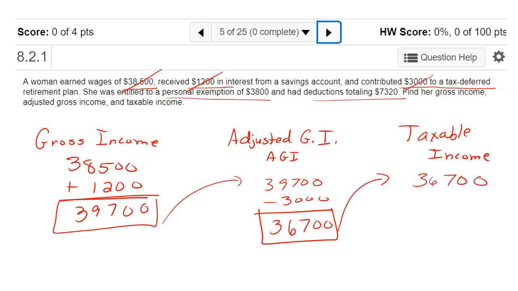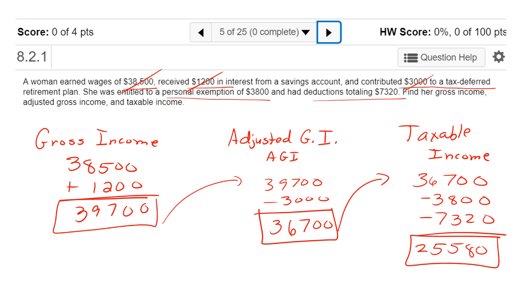So $36,700 minus her personal exemption, minus any of her itemized deductions, and this will give us her final taxable income. So you could quickly do the math here, do the subtraction. Feel free to use a calculator as long as it's a scientific calculator. And we have $25,580, and that's the third and final answer for this question.